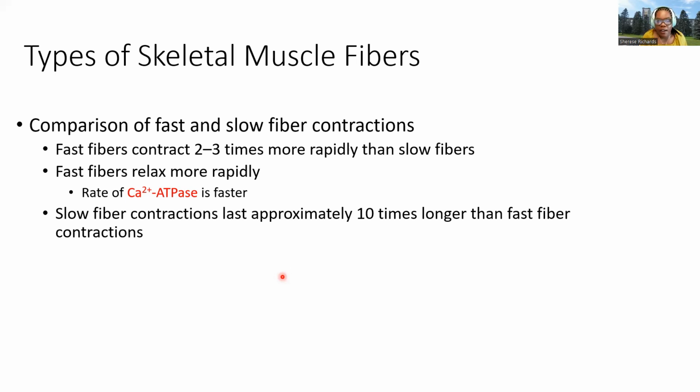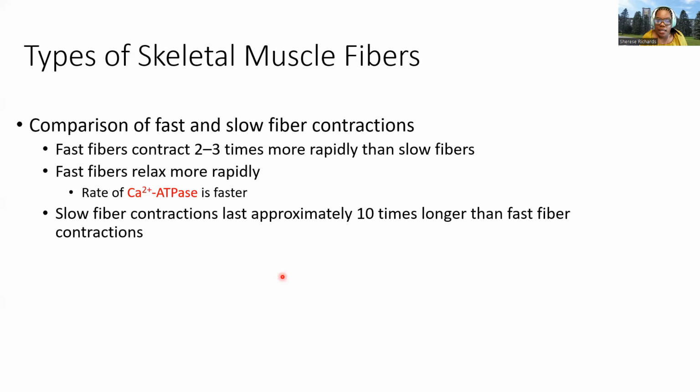Now, when we compare fast fibers to slow fibers, fast fibers can contract 2 to 3 times faster than slow fibers, which simply means that in the time it takes a slow fiber to power one contraction, a fast fiber can power 2 to 3 contractions in that same span. What it also means is that the duration of the contraction is longer with slow fibers. So slow fibers are going to contract for a longer duration.